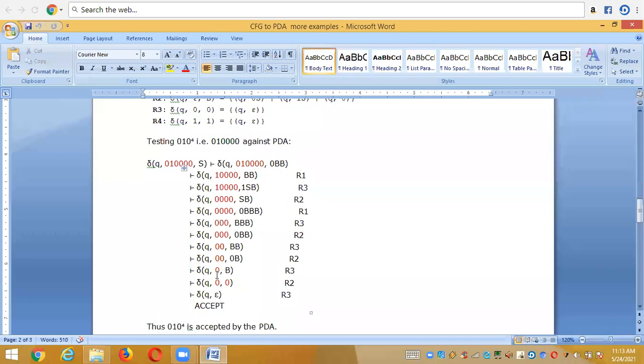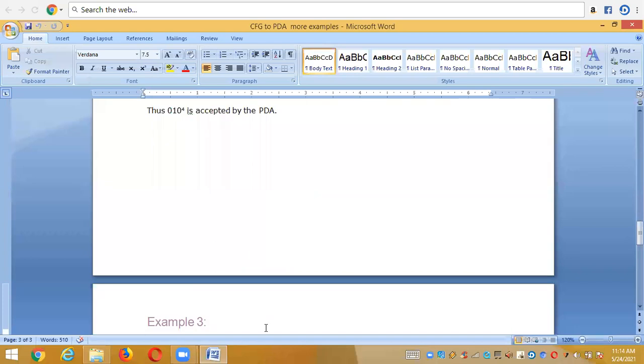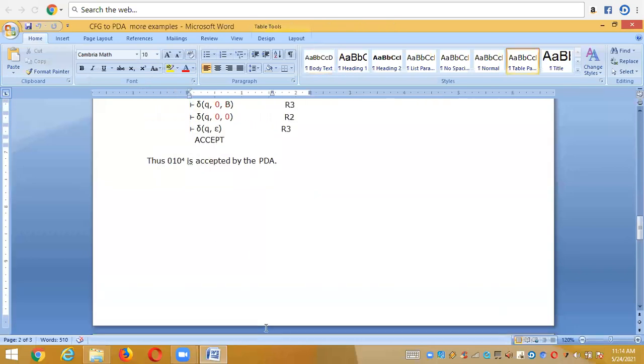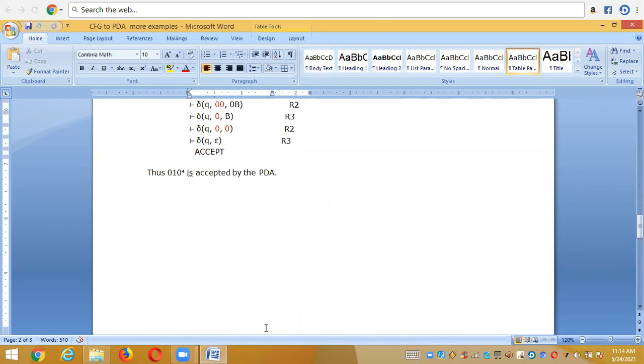And my input is 0 and my stack contains B. Again, I'm applying rule 2. In that, again, I'm choosing (q, 0) and substituting that in the place of this B. And according to rule 3, this 0 and this 0 get popped, and finally it gets (q, epsilon). So it is acceptable. That means the input string 0 1 0^4 is accepted by the PDA. We make it an empty stack. That means the PDA belongs to N(A) here.